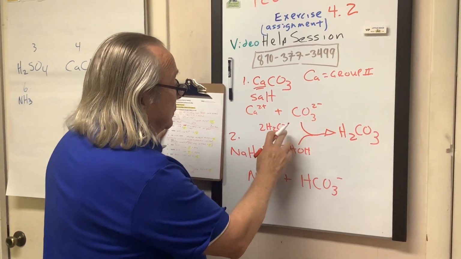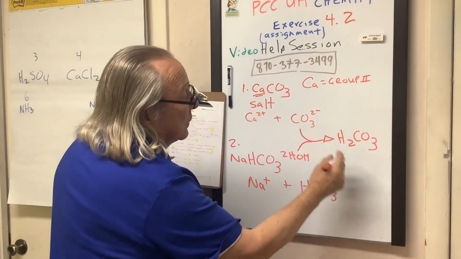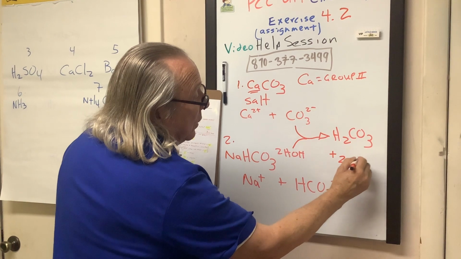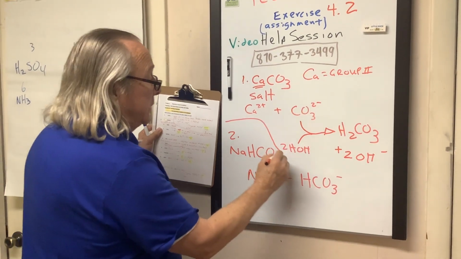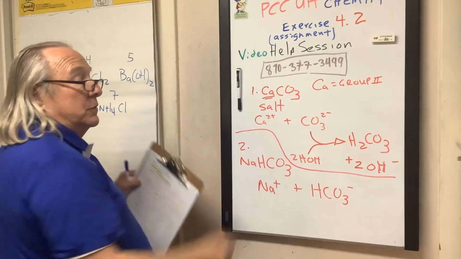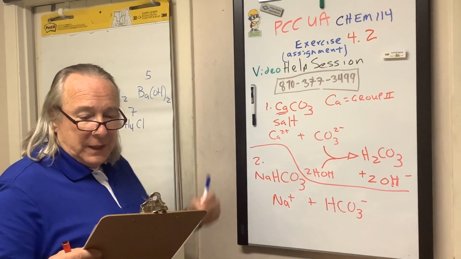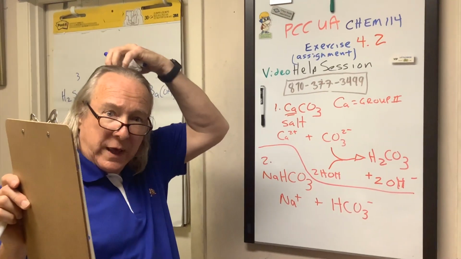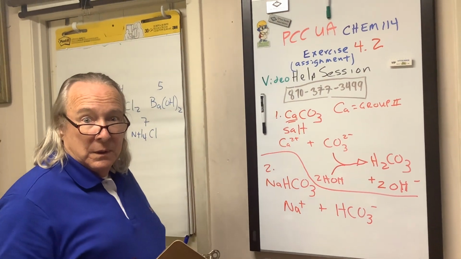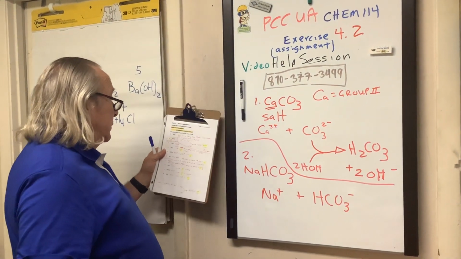But this isn't balanced. CO3 2 minus plus 2 waters also gives you 2 OH minuses. Do you see what I did there? I produced OH minus by putting this salt into water. So it's also a weak base. Now, we didn't talk about strong and weak bases, and we won't do that until we get to acid-base equilibria in chemistry 2. But this is why it's important, and this is why the Bronsted-Lowry definition is important.